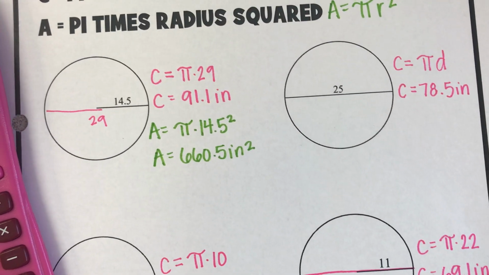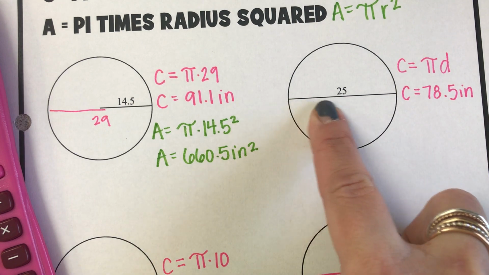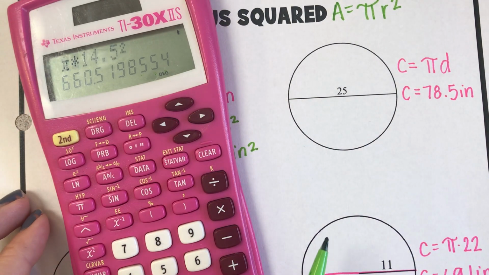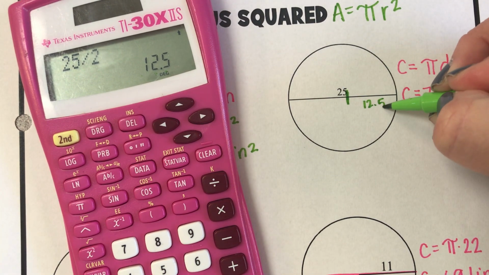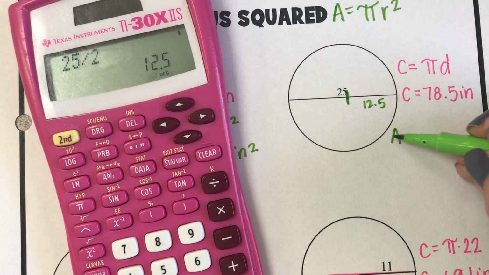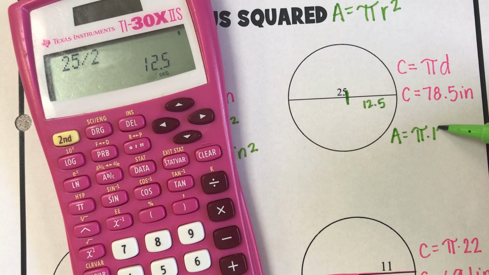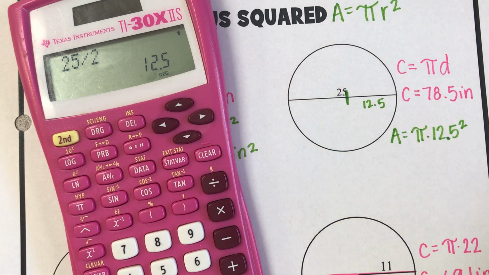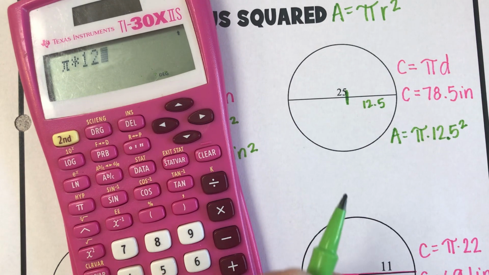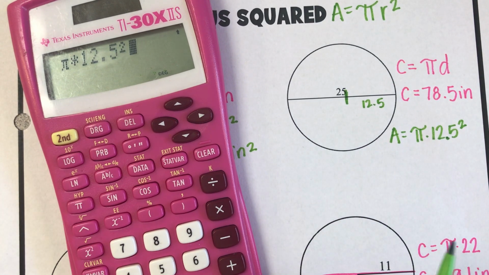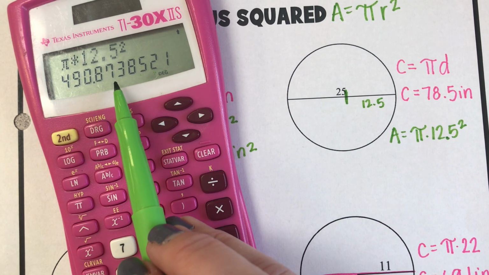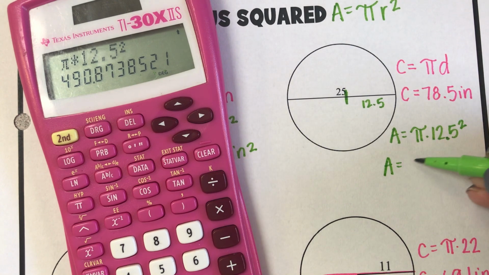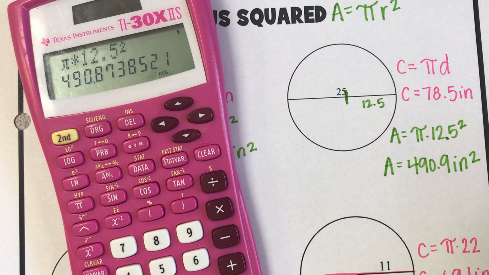Okay, so let's do this one. In this case, we don't know the radius, right? We're given the diameter. So on your calculator, type in 25 divided by 2. If I were to cut this in half, the radius is 12.5. So the area is pi times the radius squared. So pi times 12.5, I hit that squared key. 490.87, the 7 is 5 or more, so it raises the score. So 490.9 inches squared.